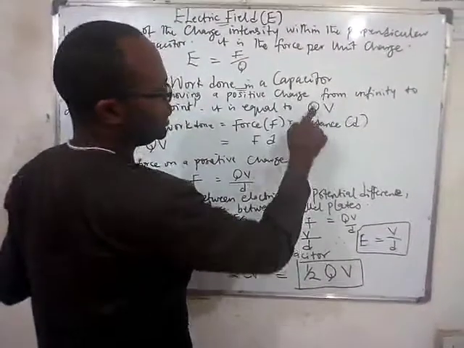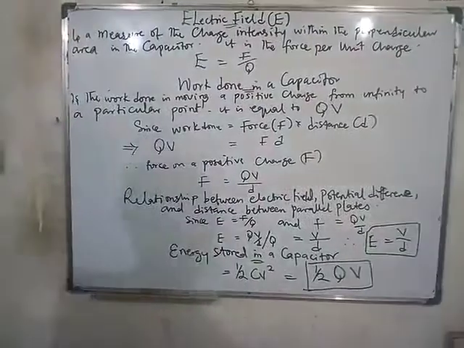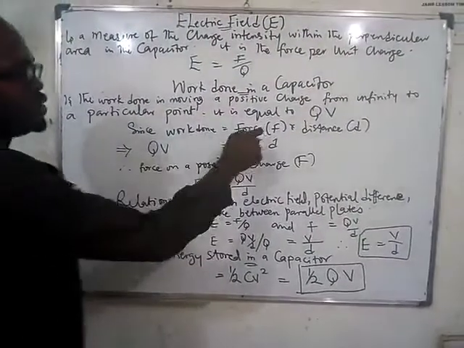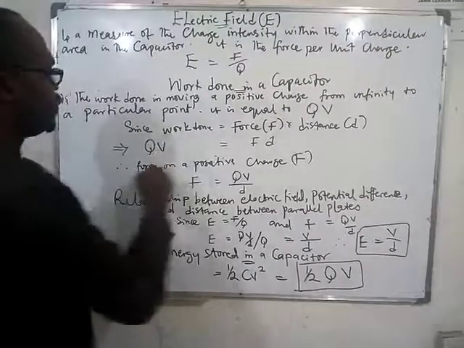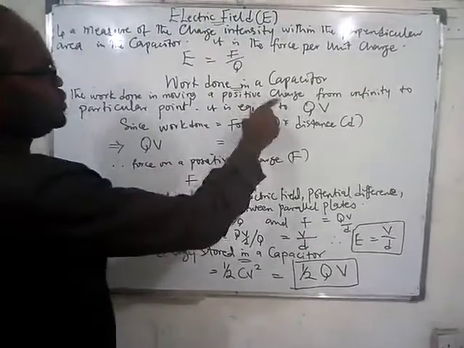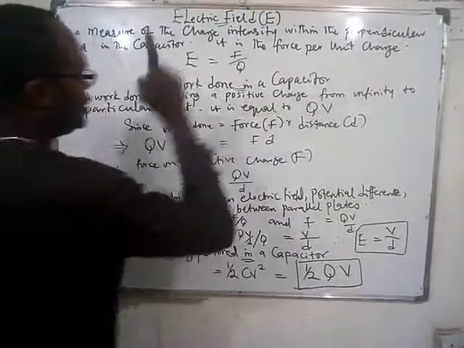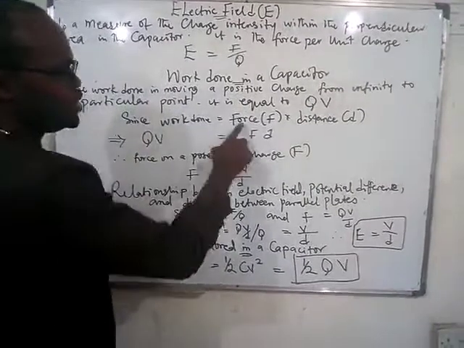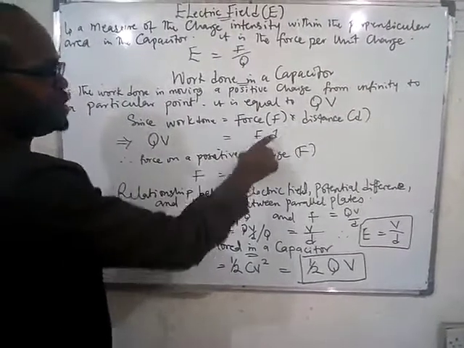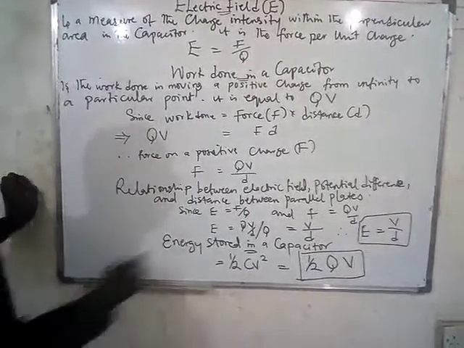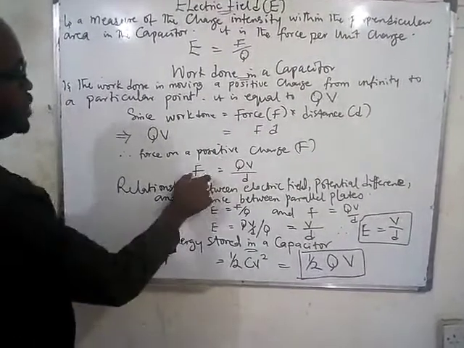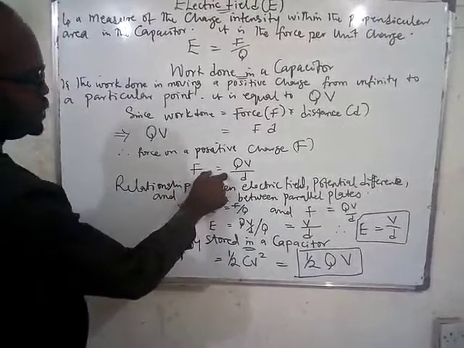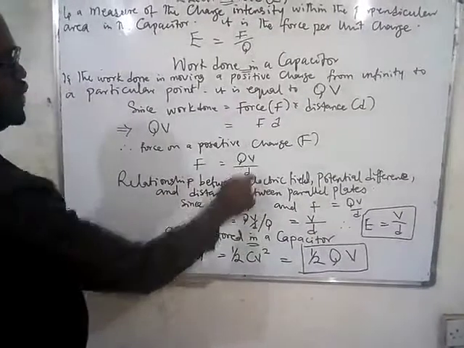The work done is simply QV, and we all know that work done is equal to force times distance. So if we equate QV, which is the work done in moving a positive charge from infinity to a particular point in the capacitor, to the normal relation of work done, which is force times distance, and make F the subject of the formula, force is equal to QV all over D.